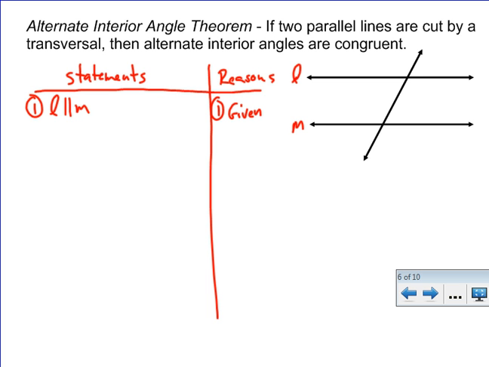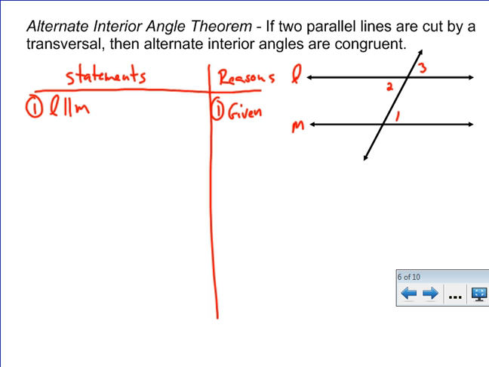Now I'm going to label some angles to help me with this proof. I'm going to label 1 and 2 right here, and then I'm going to label a 3 at this point as well, because I'm going to need that. 1 and 2 are my alternate interior angles. That's what I want to show congruent. And then 3 is going to help us to do it.